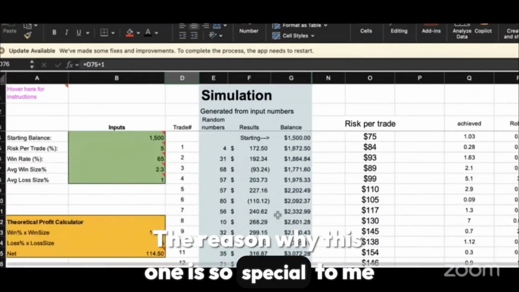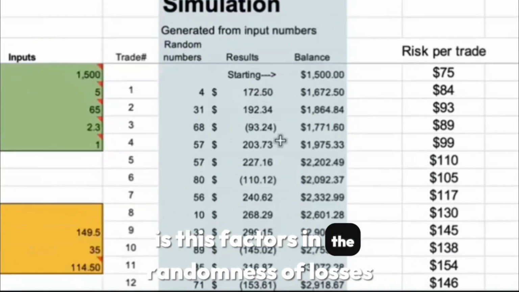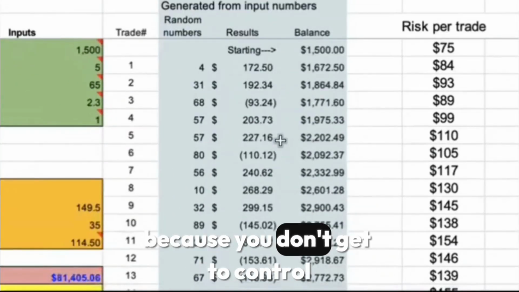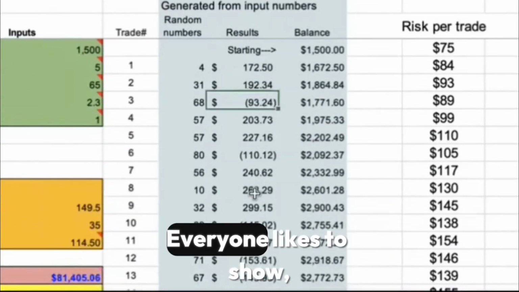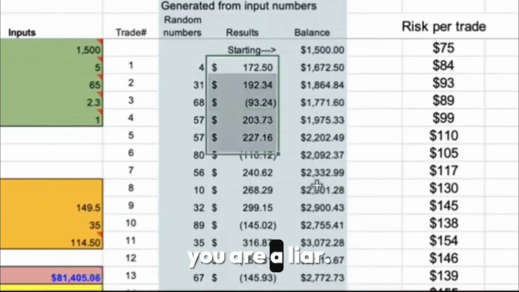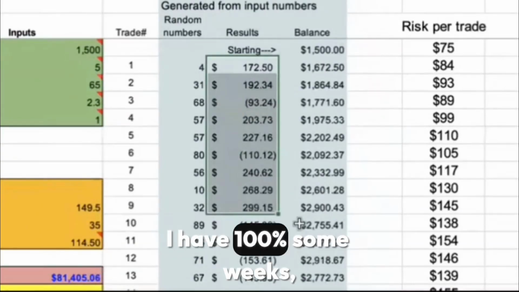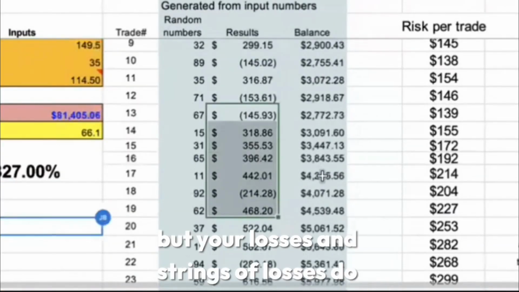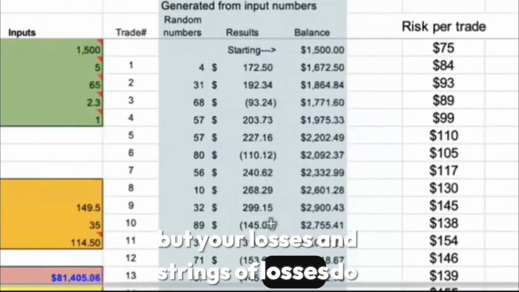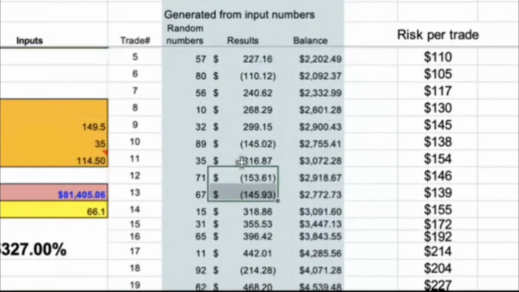The reason why this one is so special to me is this factors in the randomness of losses, because you don't get to control where your losses fall. Everyone likes to show 100%, you are a liar. I have 100% some weeks, don't get me wrong, but strings of losses do happen. So this formula just drops your losses anywhere. It's very randomized in terms of loss, averaging out to be 60. This simulated win rate is 66%. But it's kind of cool.